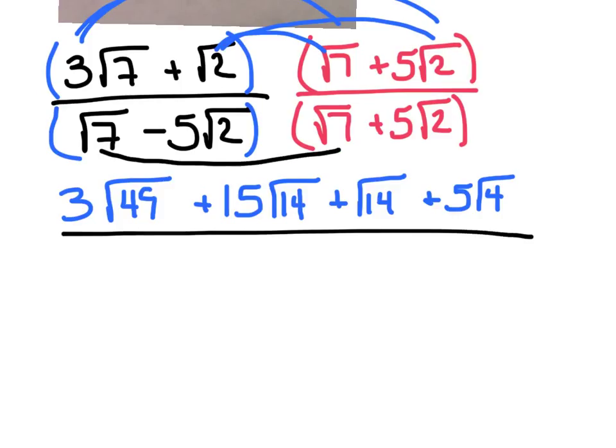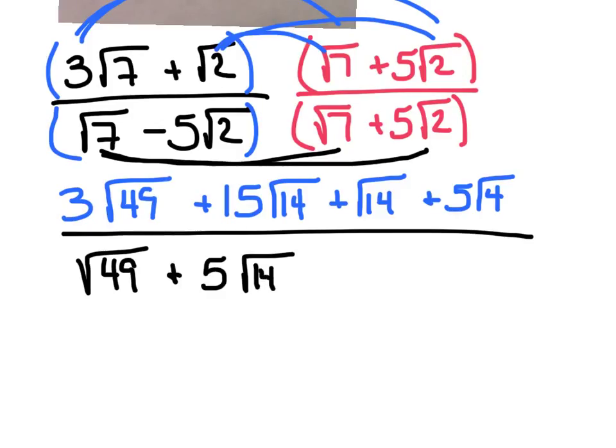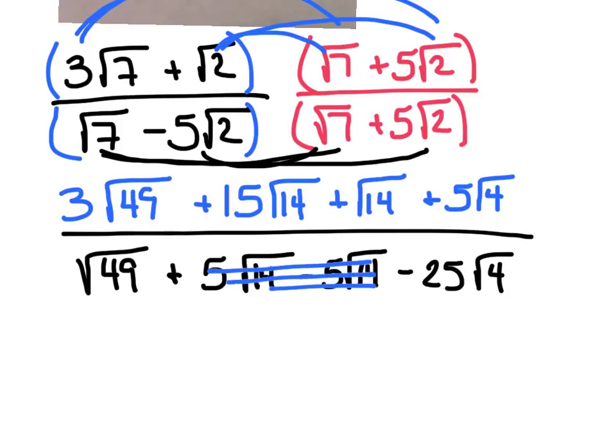That's going to get me, let's see, radical 49. And perhaps you simplified while you went through it. That's even smarter. Plus 5 radical 14 minus 5 radical 14, and minus 25 radical 4. Now, some people didn't even multiply these two because they're conjugates. We know those middle terms are going to cancel.